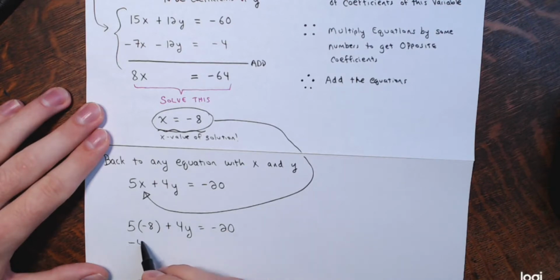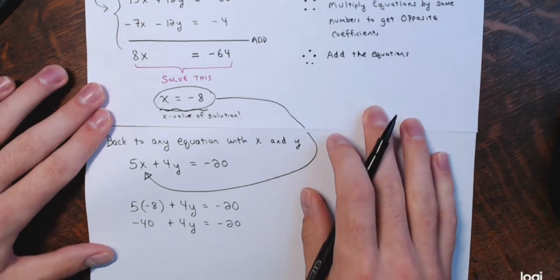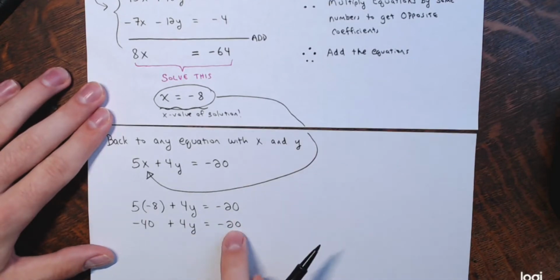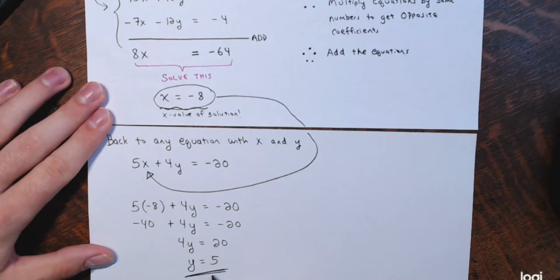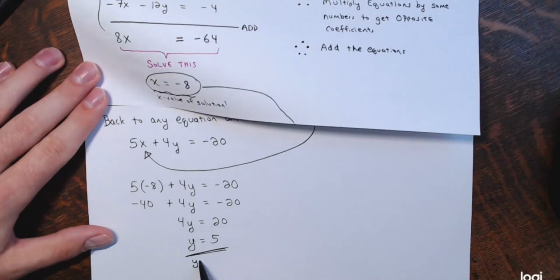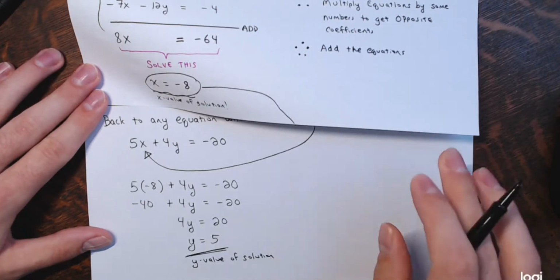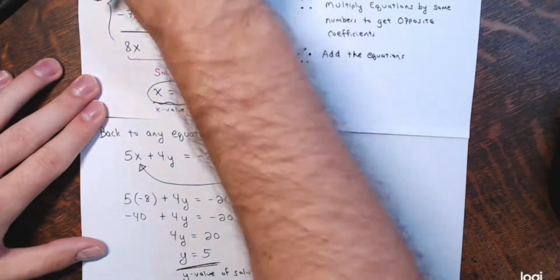So this would be negative 40 plus 4y equals negative 20. I would then add 40 to give me 4y equals, negative 20 plus 40 is 20. Divide by 4, y equals 5. And then here is the y value of the solution. Right, so then we can put these together and state the solution of this system.